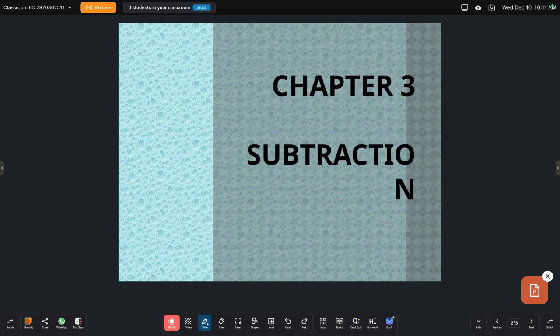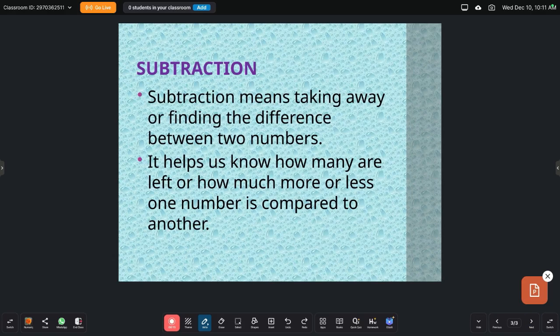Today we will start our chapter number 3, that is subtraction. Subtraction means taking away or finding the difference between two numbers. It helps us know how many are left or how much more or less one number is compared to another. Let me explain the definition with an example.